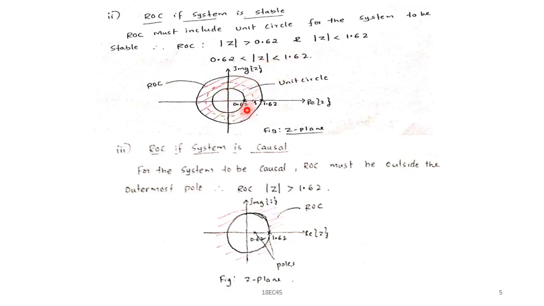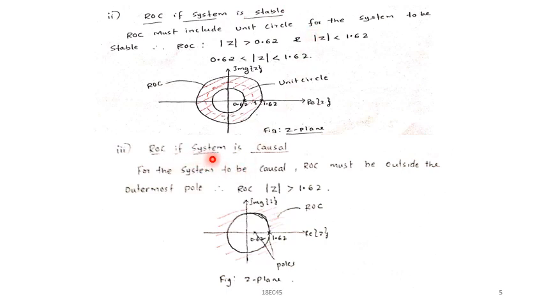Now I will draw two circles with radius 0.62 and 1.62. The two poles are mentioned here, 0.62 and 1.62. And this is my ROC, between the two circles. It is a concentric circle, it is the ROC. If I draw a unit circle, the unit circle will be within this, because this is 1.62 and this is 0.62. So in the ROC, the unit circle is included. So this is the ROC for the stable system.